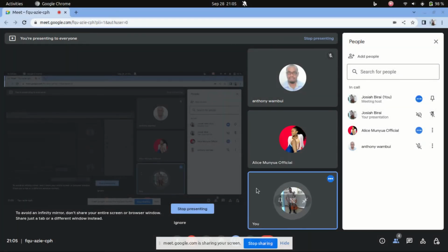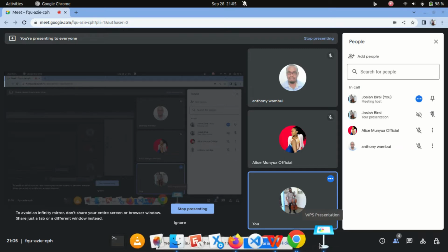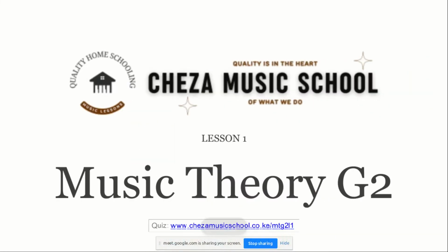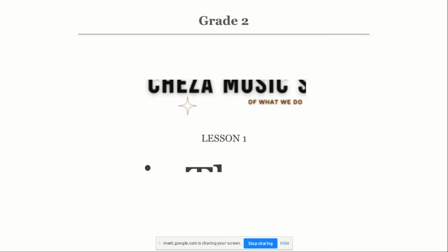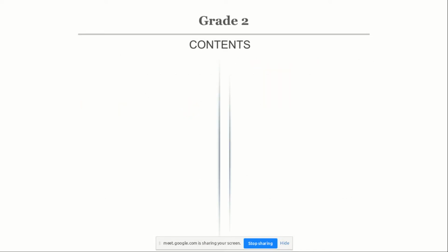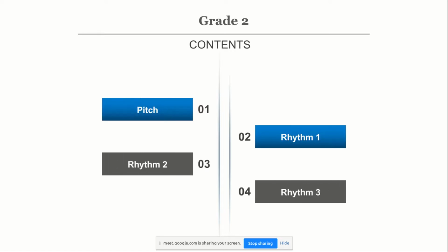So we are doing lesson 1 for grade 2 today. Lesson 1 for grade 2. And the topics that we are going to look at today are rhythm and pitch. We are going to look at pitch. There is a little left on pitch, and then we have rhythm part 1.